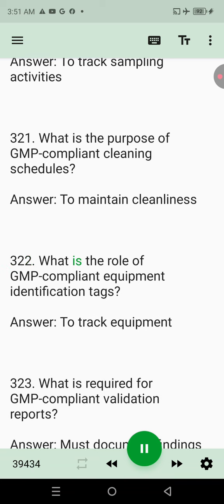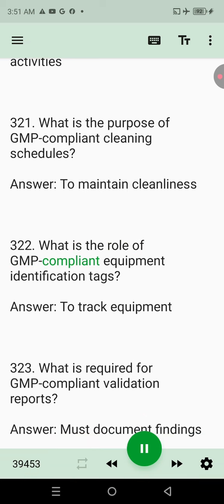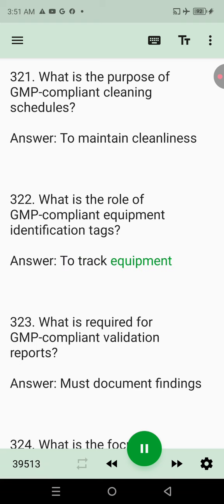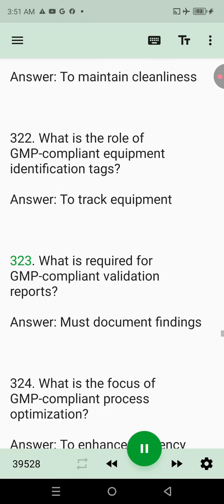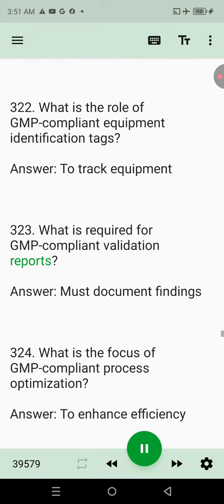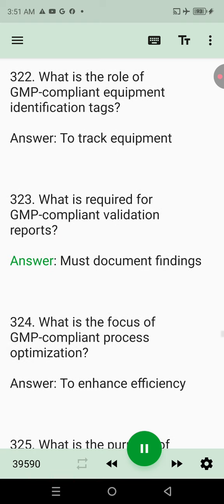322. What is the role of GMP-compliant equipment identification tags? Answer: to track equipment. 323. What is required for GMP-compliant validation reports? Answer: must document findings.